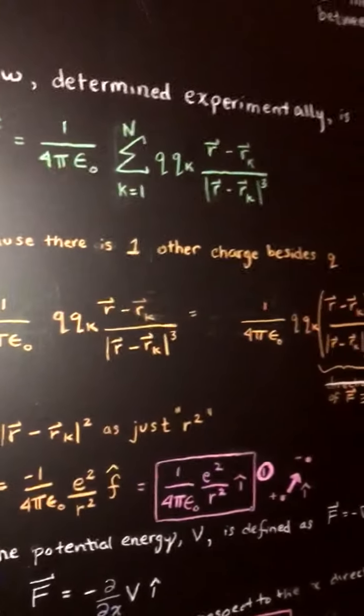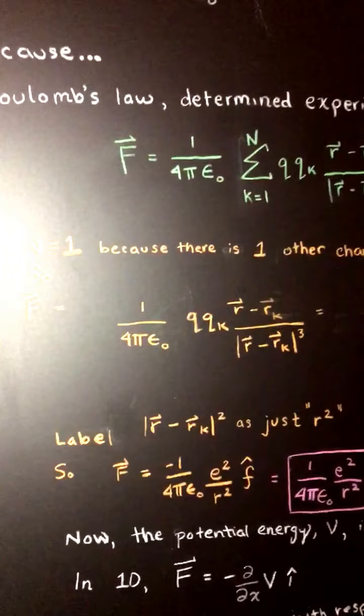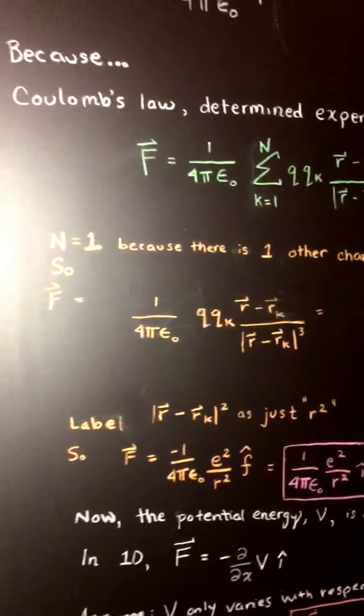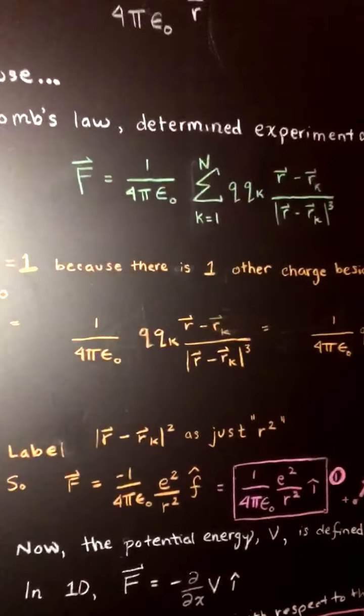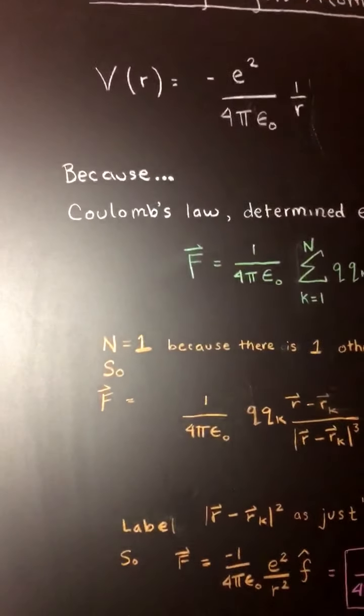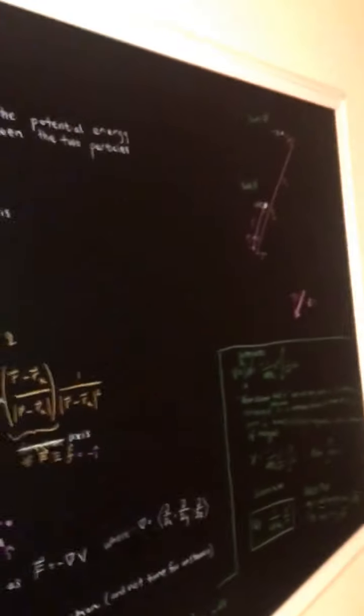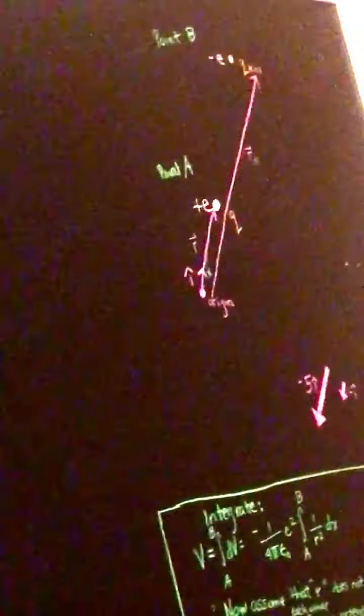What is n? N is how many other, keyword other, charges there are besides the one you're thinking about, which is Q, because you're trying to find the potential energy of Q. And Q, according to this diagram, is the proton. So really, we're finding the potential energy of this proton due to the presence of this electron. Okay?